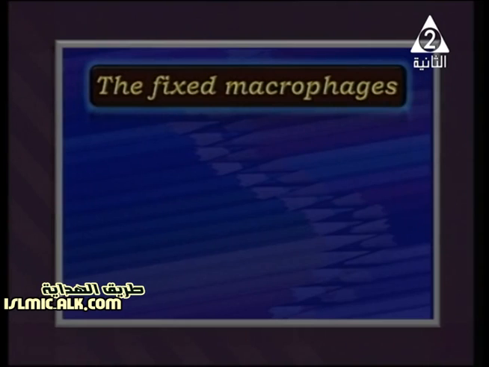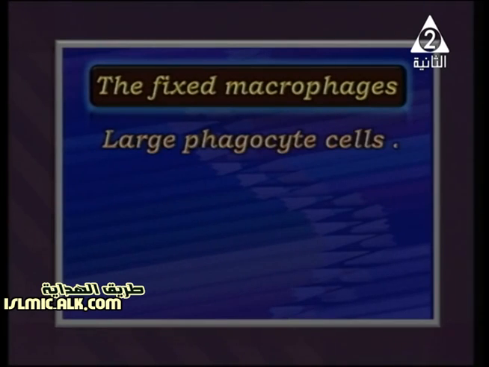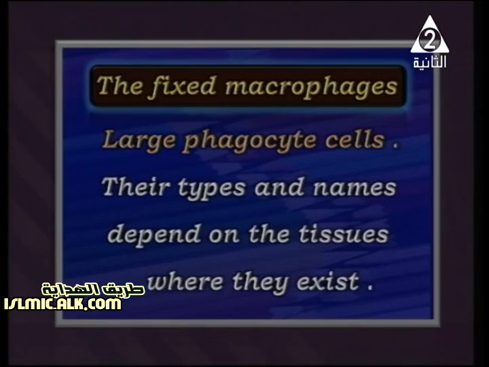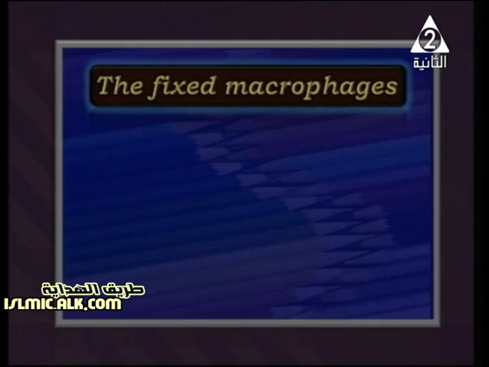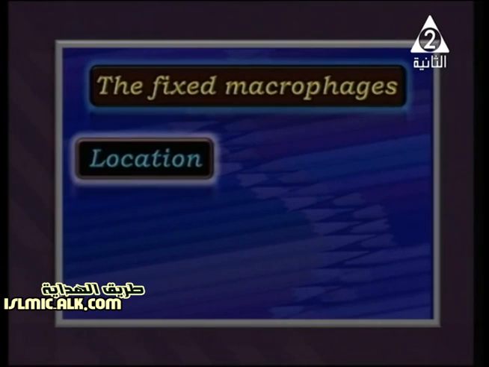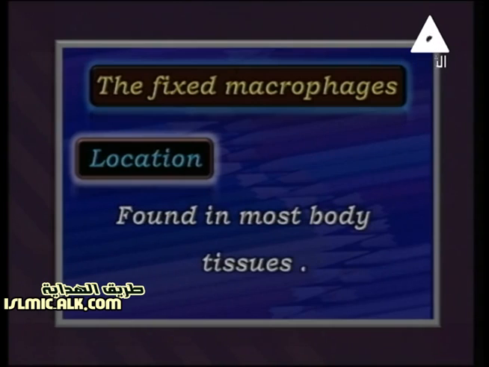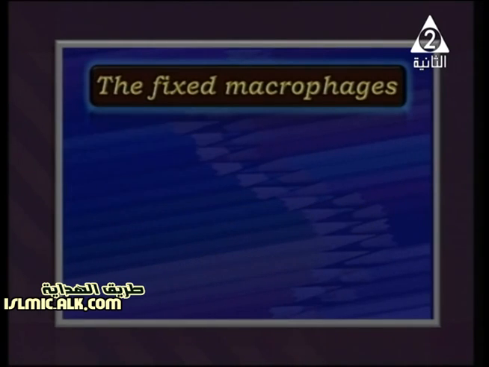Number one, the fixed macrophages. Actually, they are large phagocyte cells, I mean relative to the other cells. Their types and names depend on the tissue where they exist. For example, they are found in most body tissue, so they are spread all over your body.